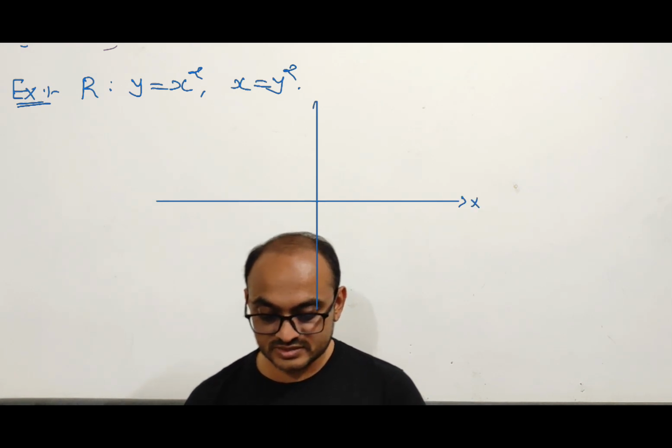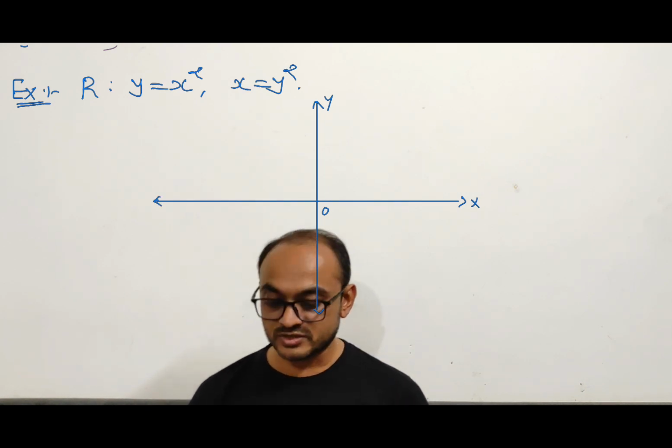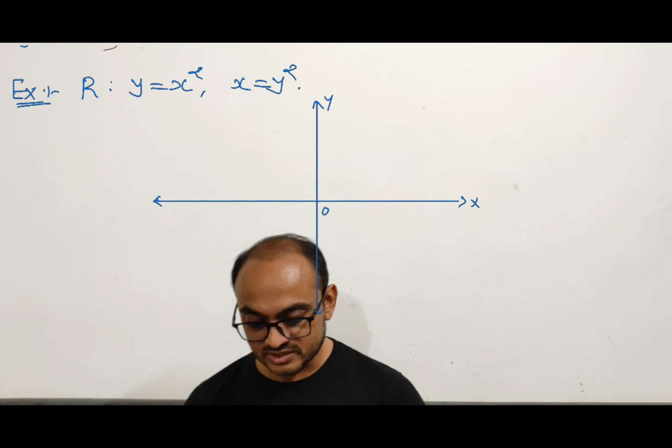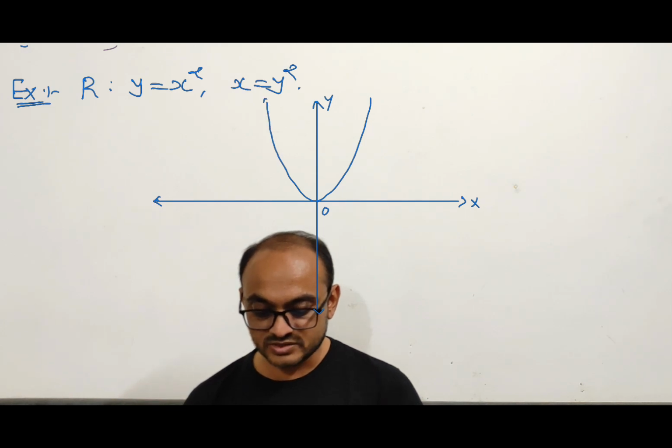So this is x, y, origin. Let us draw the curve y equal to x square first. So say this is the curve y is equal to x square.